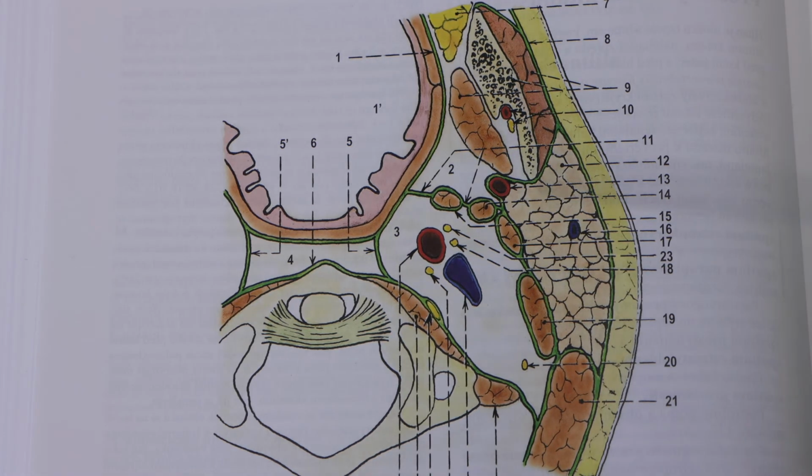So here is just a short recapitulation of the topographical relationship of the pharynx with the neighboring structures and spaces. So retropharyngeal and parapharyngeal, which is divided into the peristyloid and retrostyloid by the styloid septum.